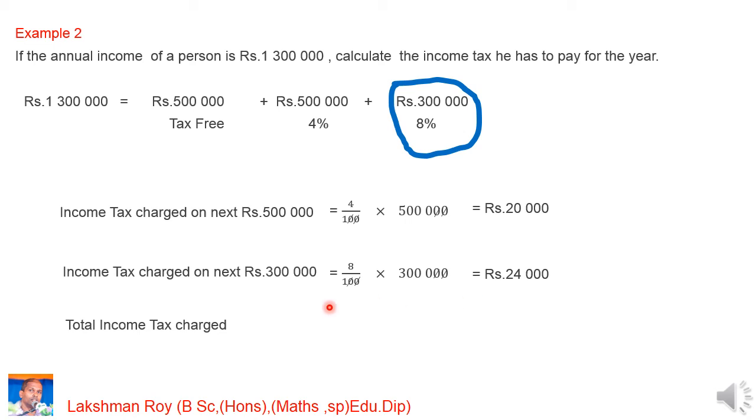Now see, the total income tax charge. For the 500,000 rupees, you should pay 20,000. And for the 300,000 rupees, you should pay 24,000. So the addition of these two is the total income tax. If you add, you get 44,000 rupees. So that is the total income tax.